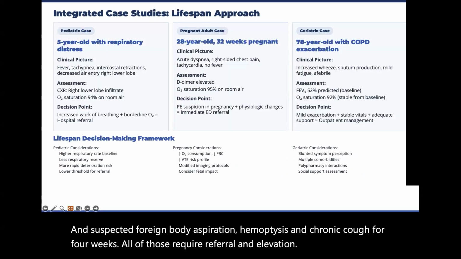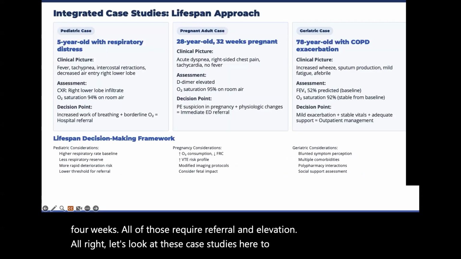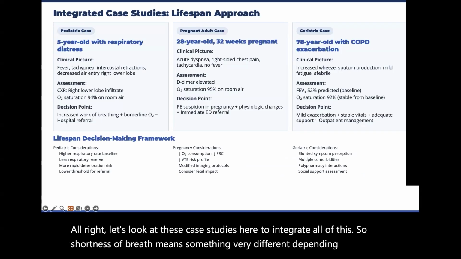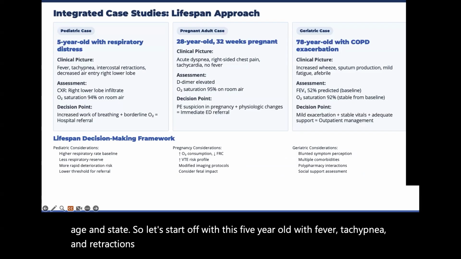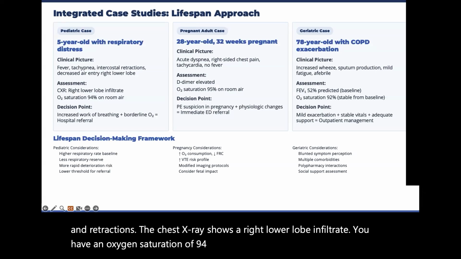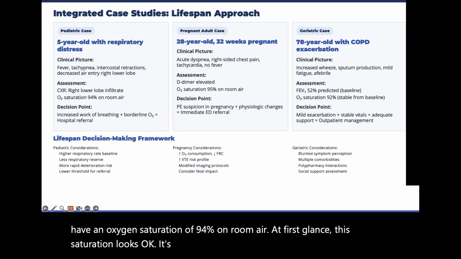All right, let's look at these case studies here to integrate all of this. So shortness of breath means something very different depending on your age and stage. Let's start off with this 5-year-old with fever, tachypnea, and retractions. The chest x-ray shows a right lower lobe infiltrate. You have an oxygen saturation of 94% on room air. At first glance, this saturation looks okay, it's greater than 92, I'm fine.